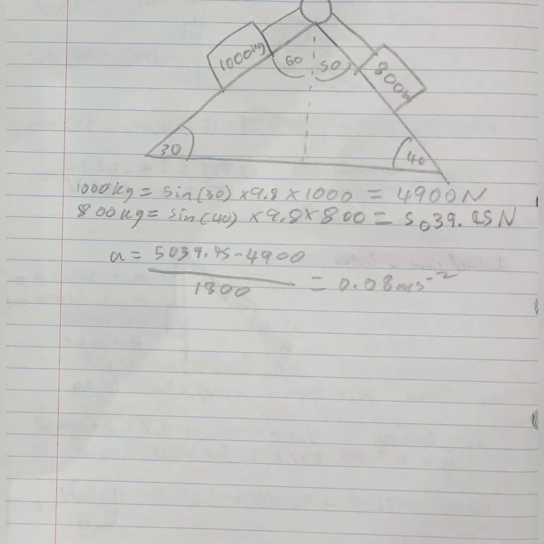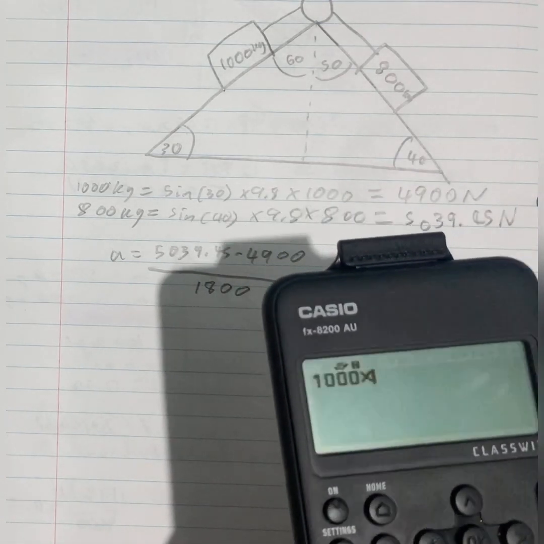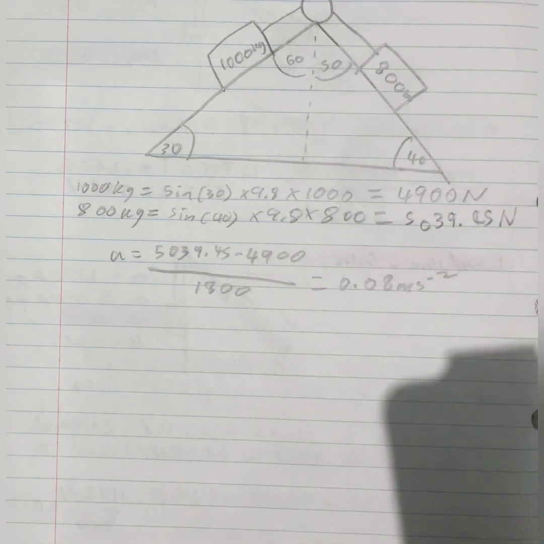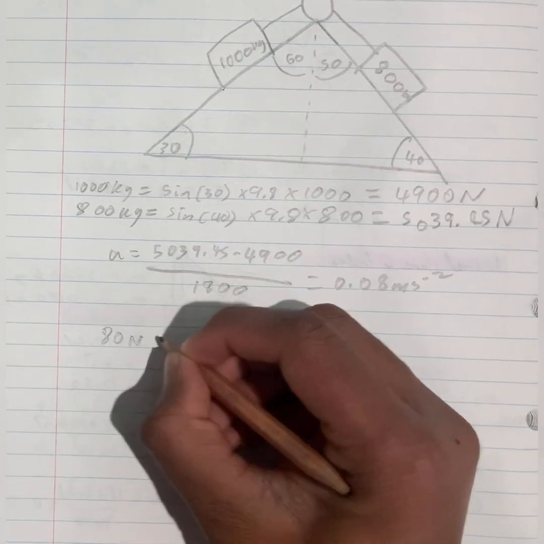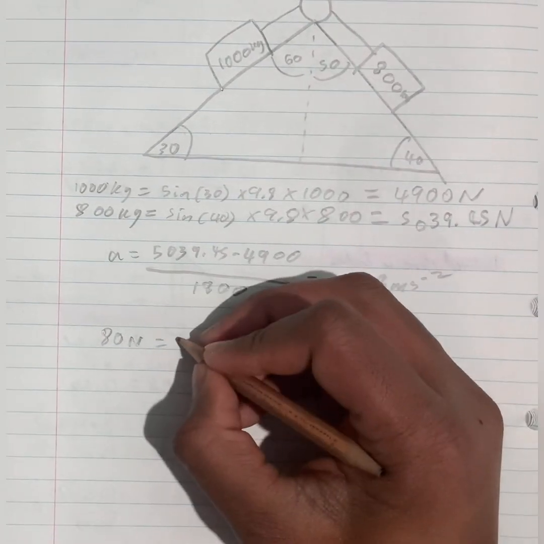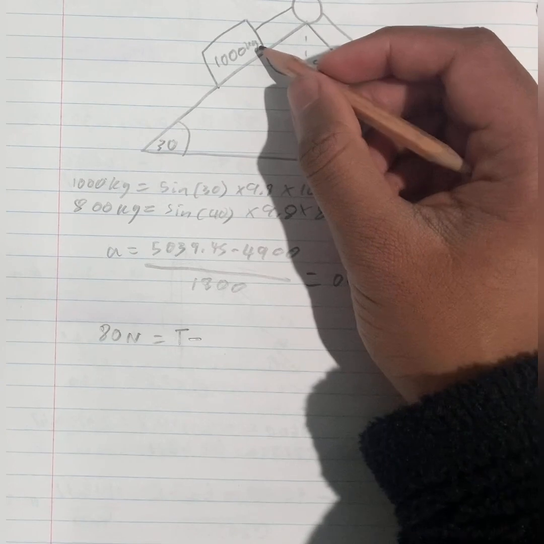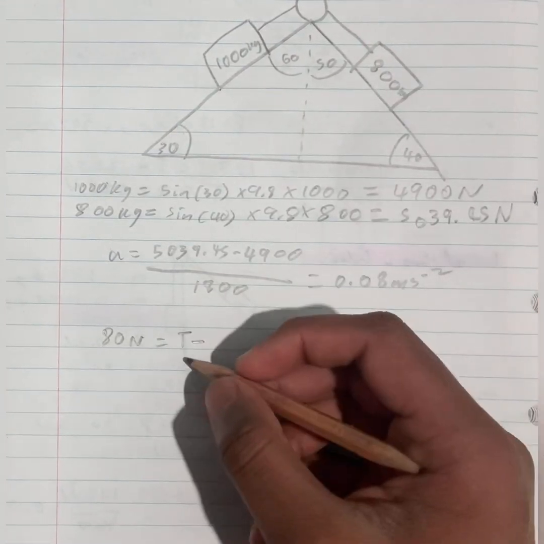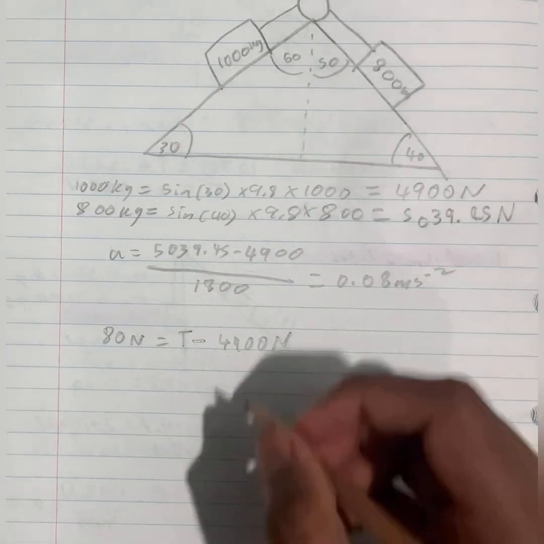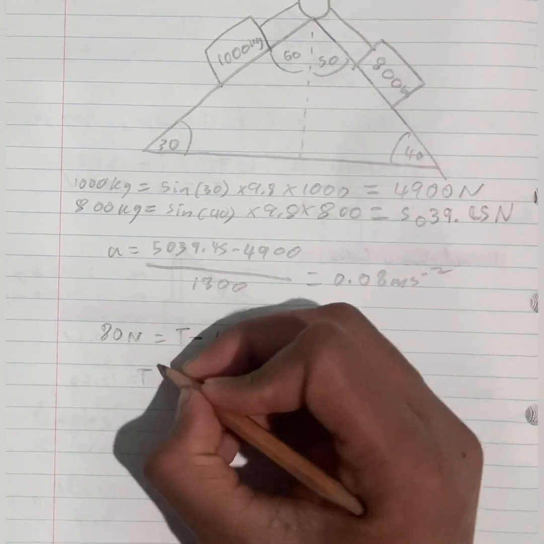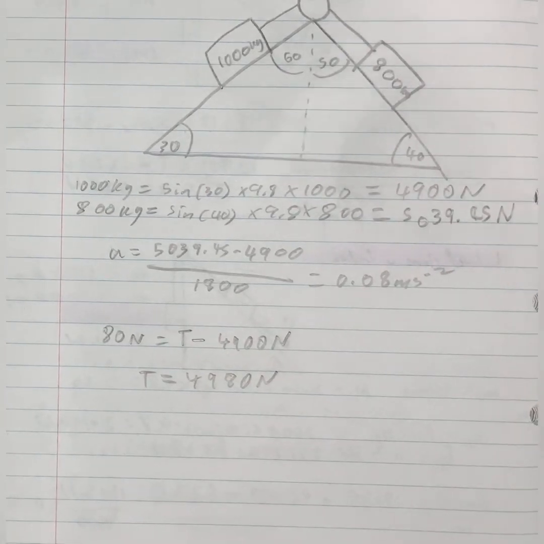So the net force on the 1,000 kilogram block should just be 1,000 multiplied by 0.08, by the way. That's just 80 newtons. Now, the value of this would be tension minus the original downwards force. The original downwards force on the 1,000 kilogram block was 4,900 newtons. So what would tension be? Well, a simple rearrangement would give us the tension of 4,980 newtons. There you go.